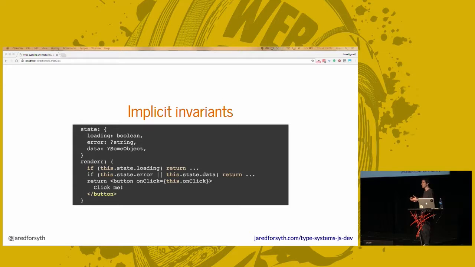A common thing that you do when you have a component that depends on external data is you need to load. While it's loading, you show a little spinner, and then if there's an error, you show an error screen. Otherwise, you render the happy path. In this case, the happy path is a button that wants you to click it. And the state that we have to worry about is whether or not it's loading, and then a potential error and potential data.